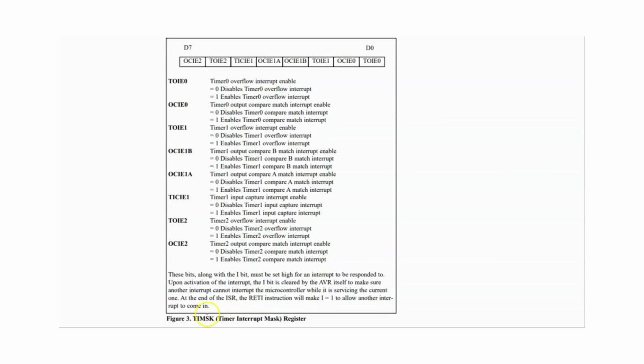Here is the detail of the TIMSK register. This register is responsible for enabling and disabling all the timer interrupts locally, or at the second level. For example, this bit D0 is related to TOIE0, which is this one. If we program it 0, then the timer 0 overflow interrupt is disabled.